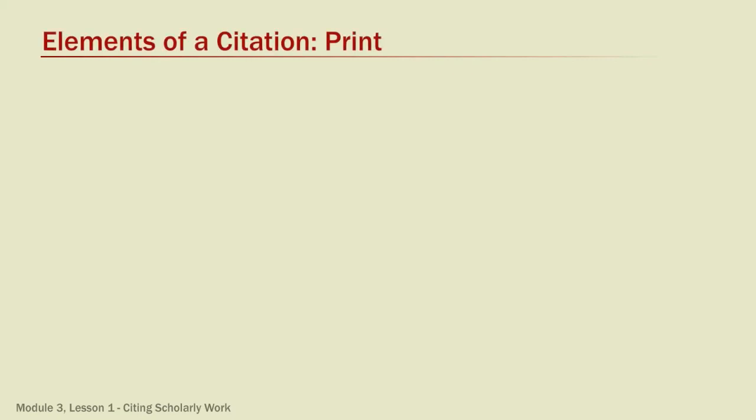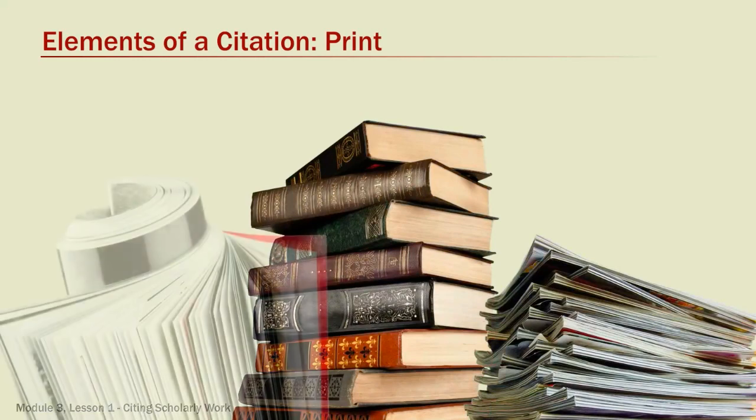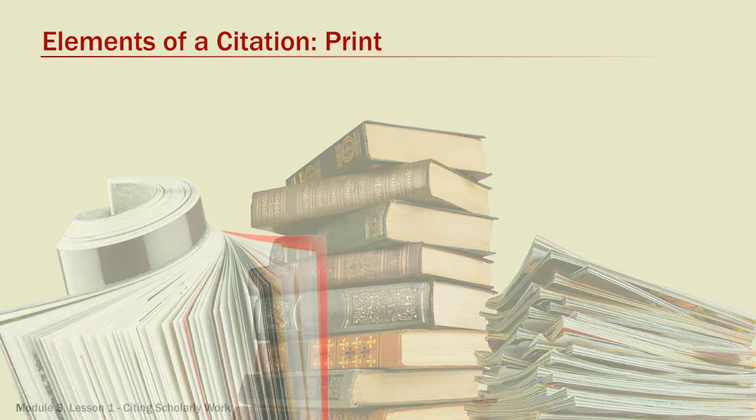Elements of a citation, print. Print materials include books, popular magazines, and articles from scholarly journals. A complete citation for a print source will point your readers to the exact source you used, including the correct edition number, page number, or format.